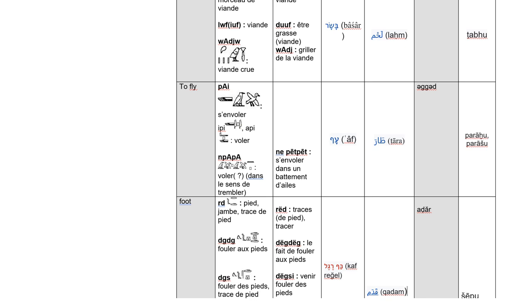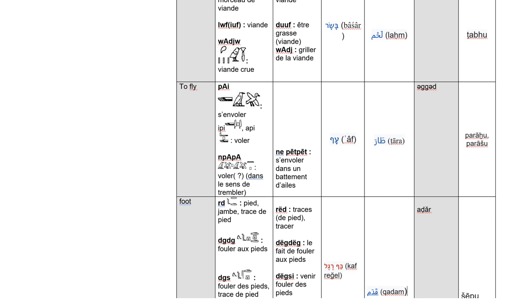You can see here in Egyptian rich, footprint, and you see in Wolof rich, which means to trace something with the foot. You can see here dig. The same also, a word formation process with the reduplication of the radical dig. You see here to trample on, and in Wolof dig is the fact of trampling on. The same word, the same meaning.